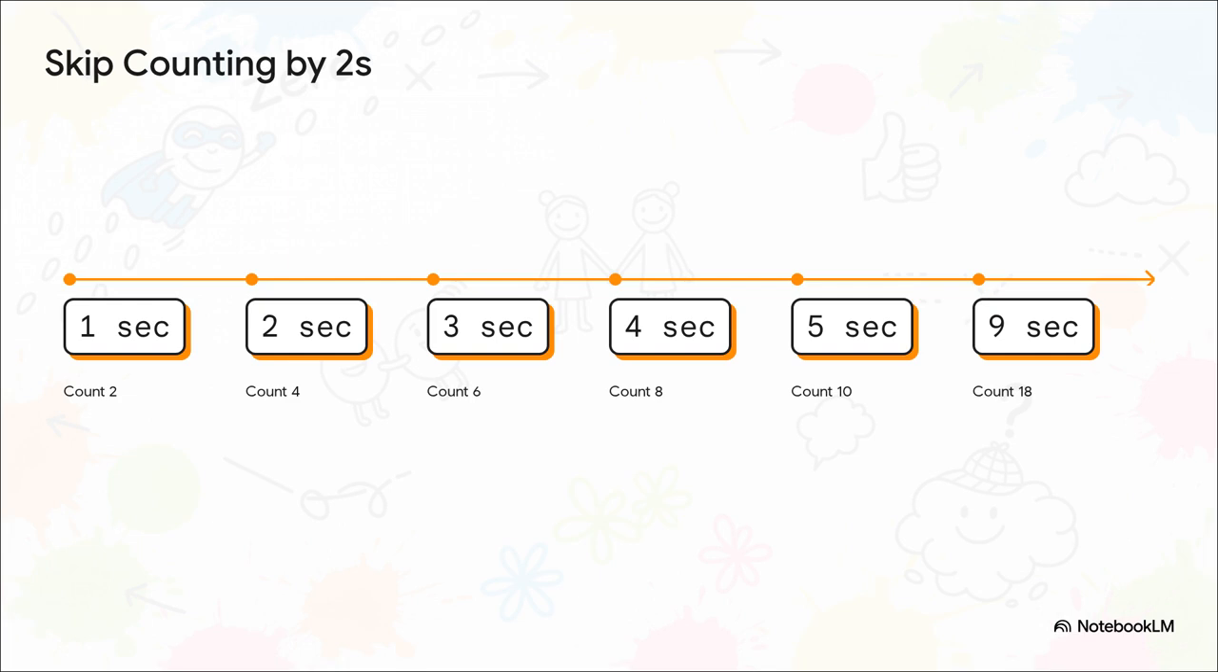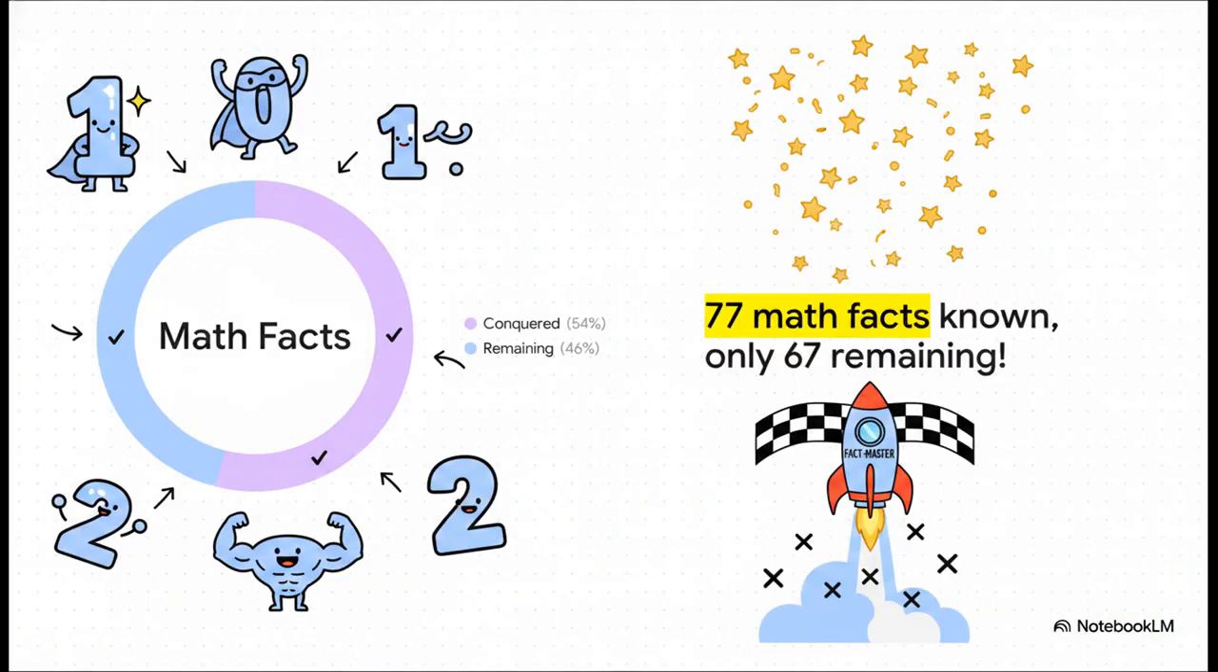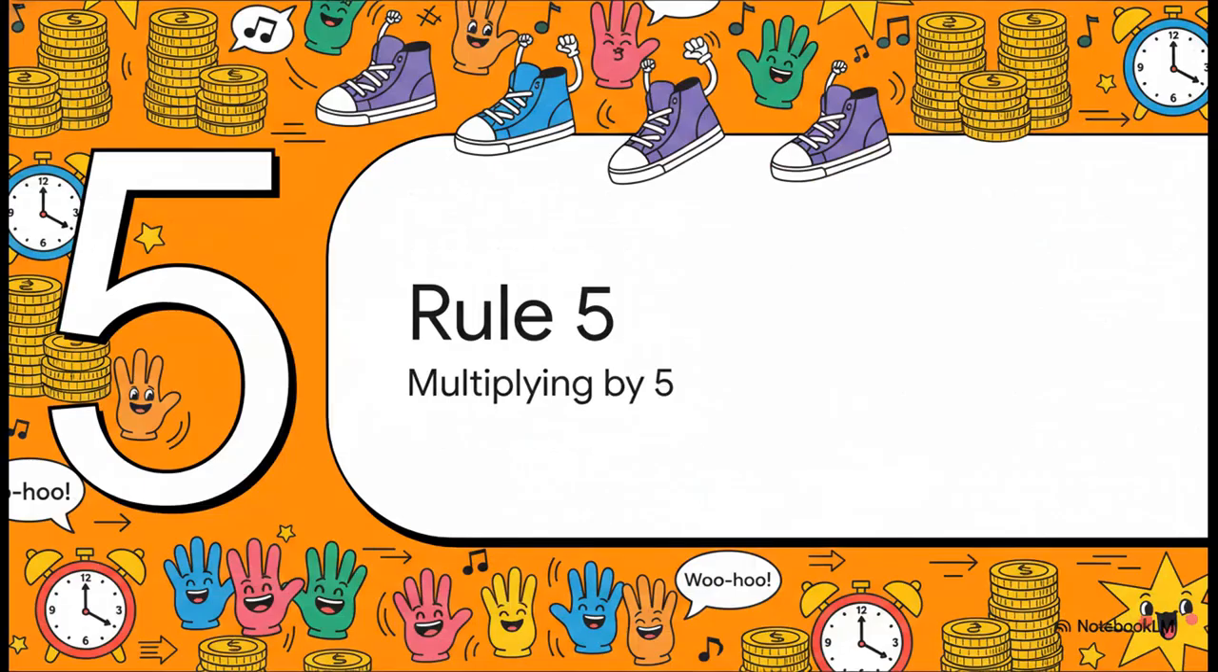Super reliable. Okay, this is getting a little unbelievable. 4 easy rules down, 77 math facts entirely memorized, and only 67 left standing. Actually, notice something kind of amazing here? We've officially crossed the halfway point. You literally now know more facts than you have left to learn. Let that sink in. Let's hit Rule 5, high five skip counting.